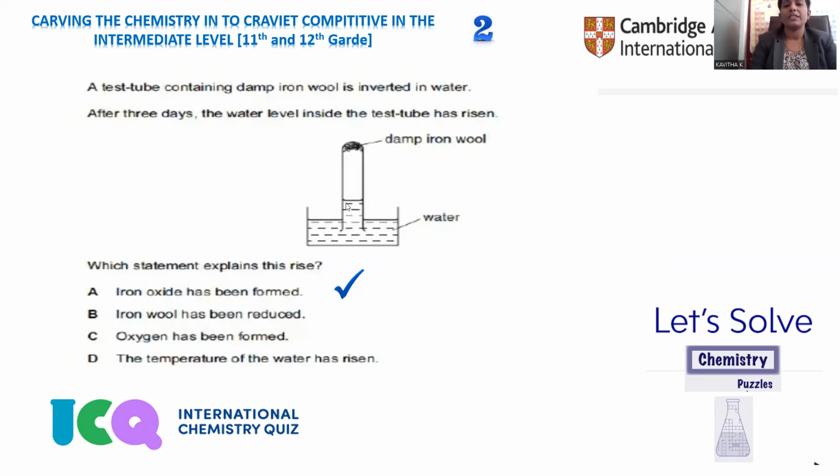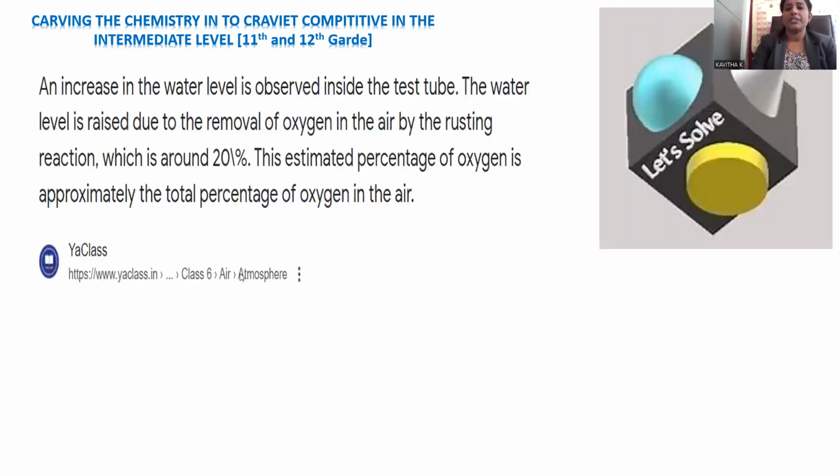In order to explain this, we need to observe what changes occurred, what changes it underwent, right? So for this question, the correct answer will be iron oxide has been formed. Correct option will be iron oxide formed. That is nothing but the rusting process. We can say corrosion process. Let's get the explanation for this kind of question. An increase in the water level is observed inside the test tube. The water level rose due to removal of oxygen from the air.